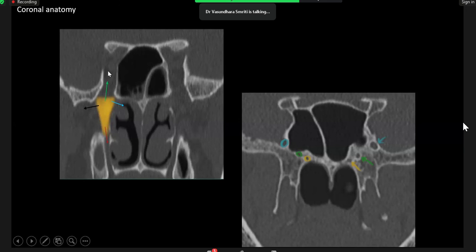the orbit through the inferior orbital fissure. And then in the posterior wall, you have the three openings, the Vidian canal, the palatovaginal canal, and the foramen rotundum.